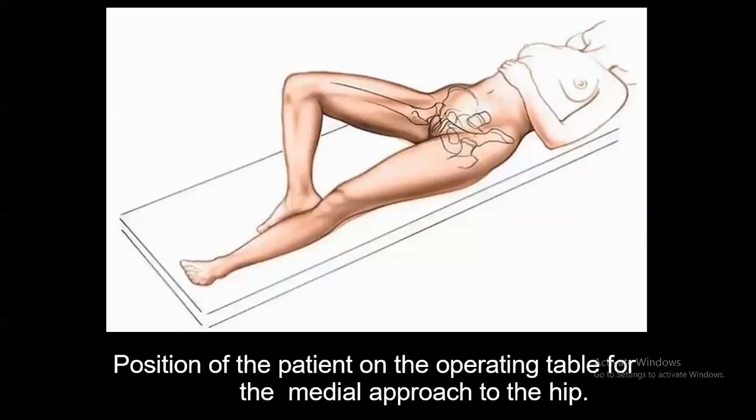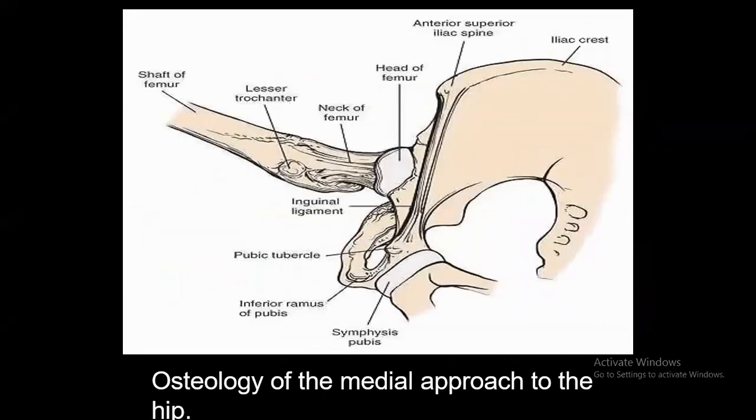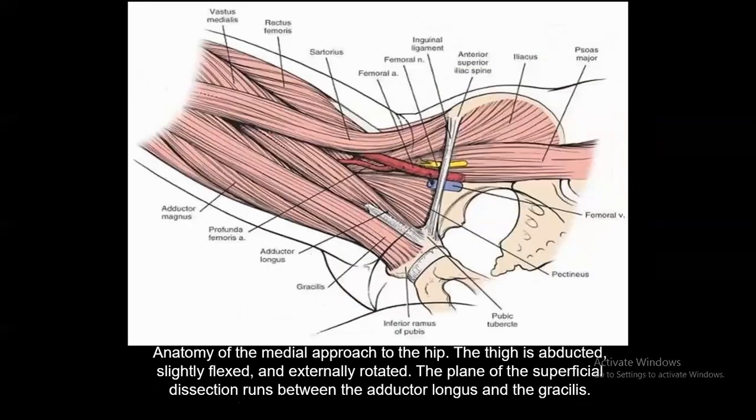The position for the medial approach to the hip joint: the patient's hip is flexed, abducted and externally rotated. Osteology of the medial approach to the hip joint: the medial approach only visualizes the medial structures of the proximal femur, like the lesser trochanter, the medial part of the head and neck of the femur, and the pubic tubercle. When a lesion occurs in this region, this approach is used to rectify it.